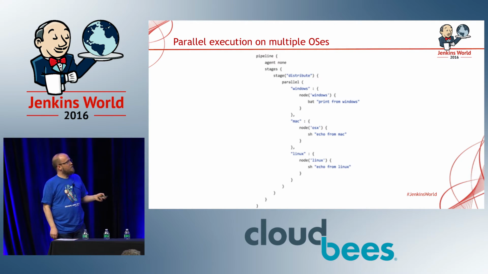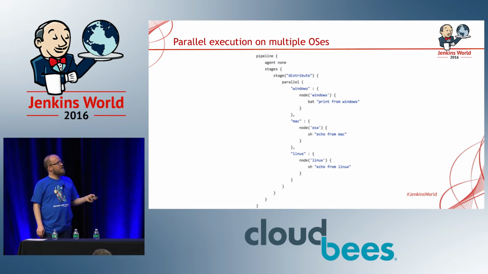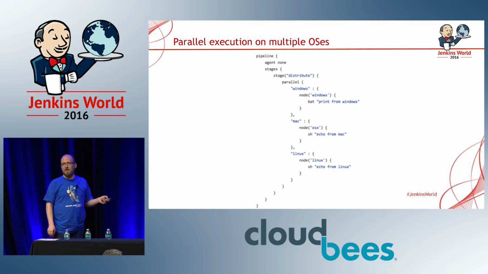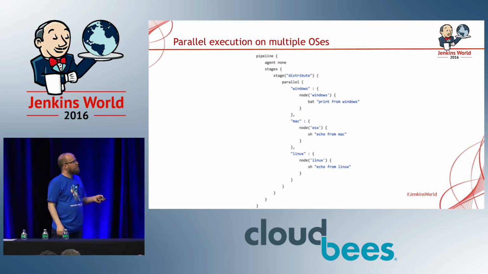But you can also still use the agent pointing to a specific label or Docker image, and then later on use node for something more specific. It's just that you're still going to be running on the first node while that's happening.